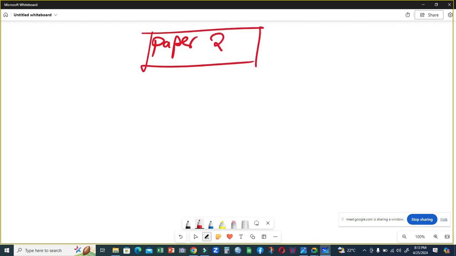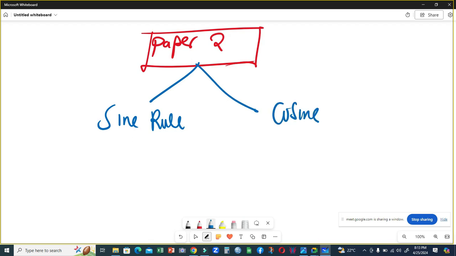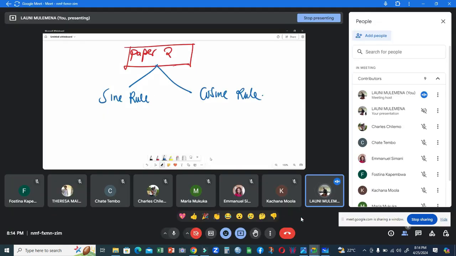Remember, with paper 2, we are talking about trig. The discussion is about trig. So it's either they will bring a sine rule or a cosine rule. These are the only two things that they will ask you, either a sine rule or a cosine rule. So it means that we need to know them.